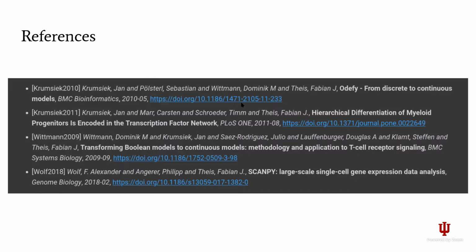These are the references to all the papers that I've studied in depth. The Krumsky paper was the first one that was published on the model, but mainly the Krumsky 2011 paper is the one where this Muir-Reed differentiation is discussed. Then we have the Wittmann paper, which is about the formality to transform the Boolean model into this continuous model in an automatic manner. And then the Wolf paper is just a SCAMP implementation, which is the software that I would like to use for my own research work.